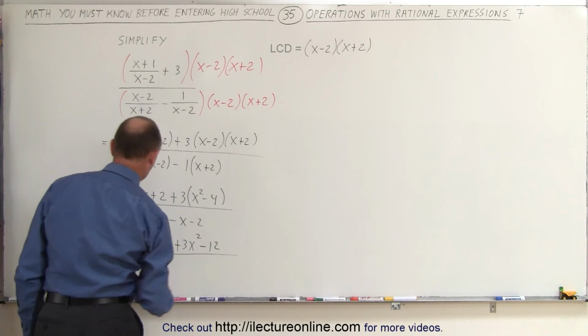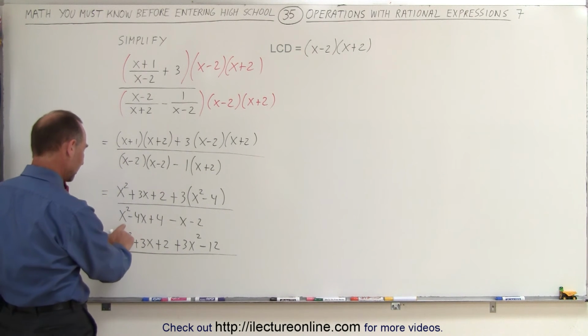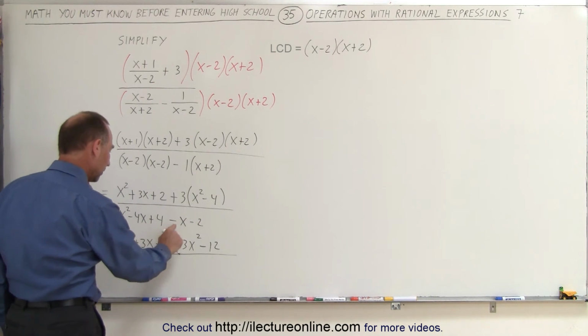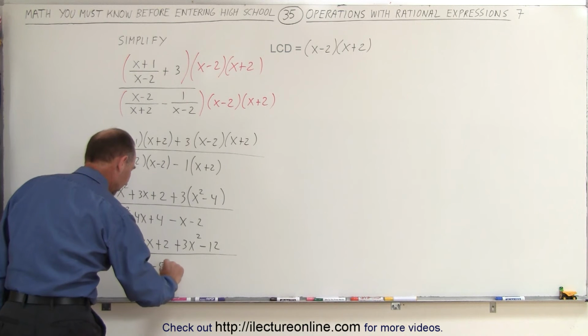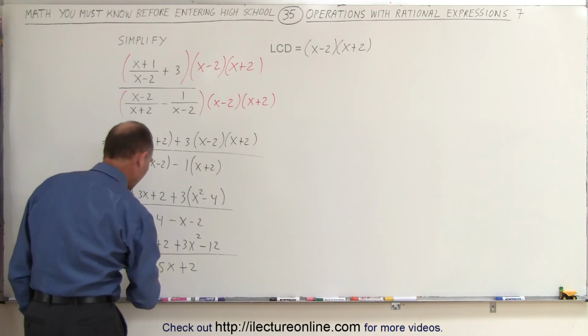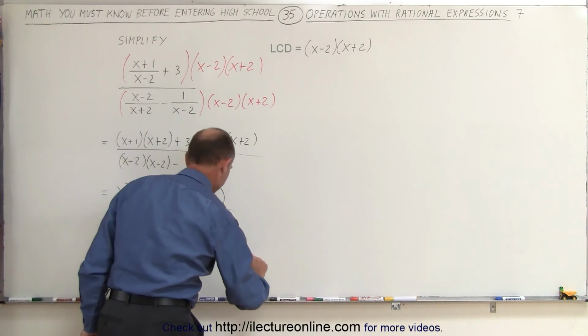The whole thing divided by, let's see here. Here we can already combine like terms in the denominator. We have an x squared. We have a minus 4x and a minus x. That gives us a minus 5x. And a plus 4 minus 2 gives you a plus 2. So that's the denominator. Now let's also combine like terms in the numerator and see what we get.